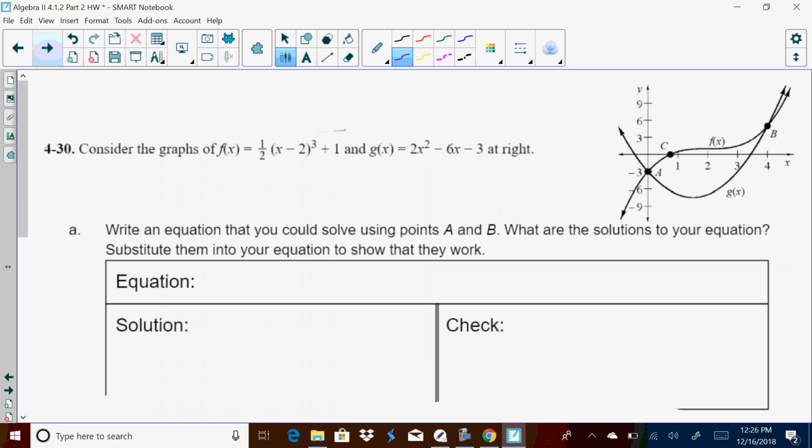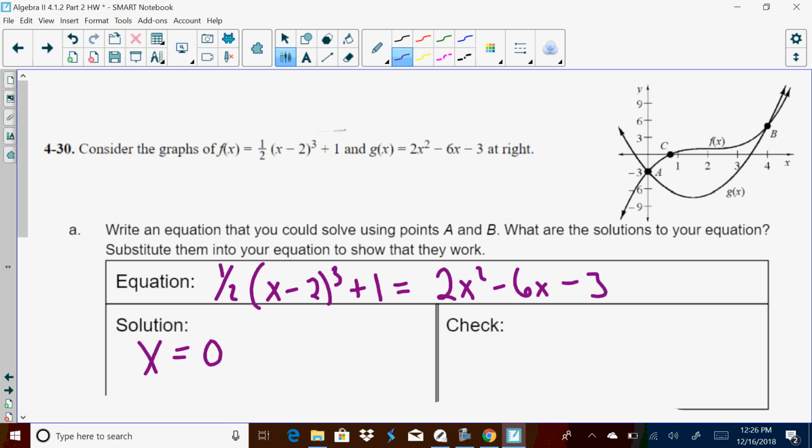Problem number 30 said consider those two graphs at right. Write the equation you could use. So you just take it straight from the two functions and set them equal to each other. What's the solution? So it crosses at 0 and 4. So x equals 0 or 4. And it said, then we could check it.